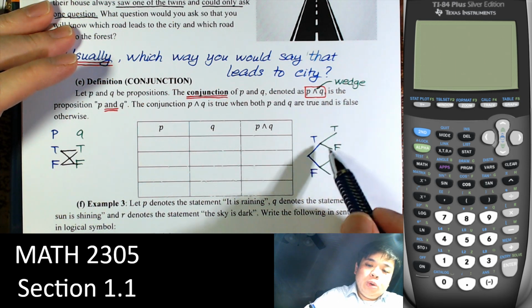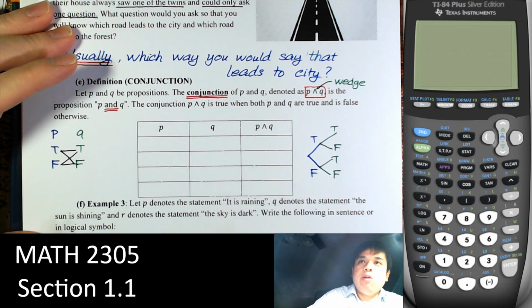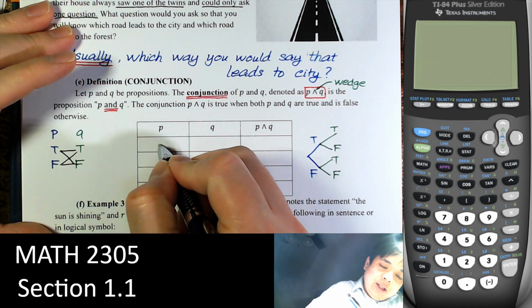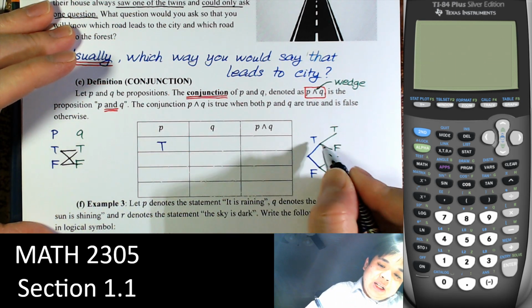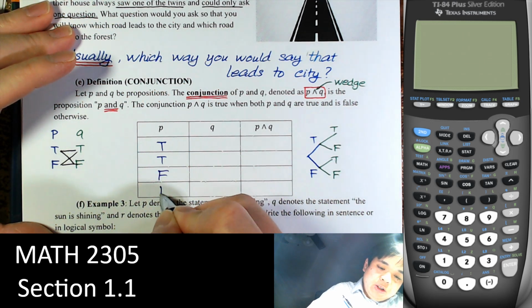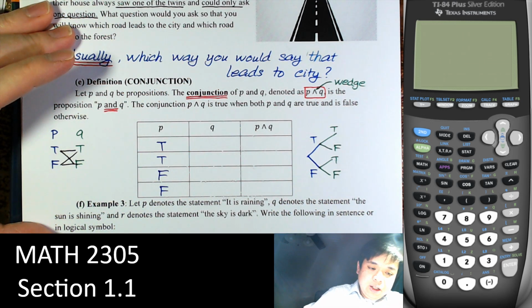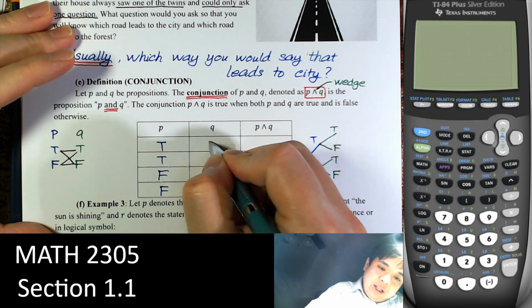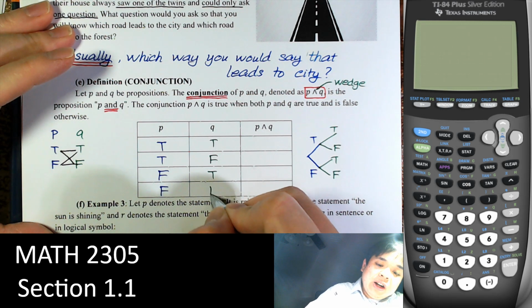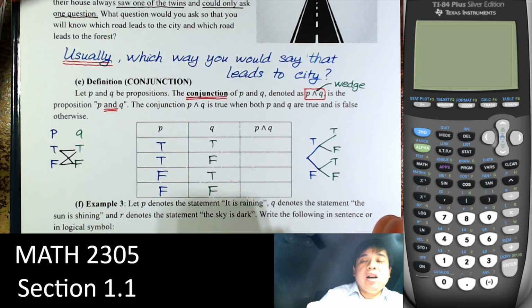So we have true, true, true, false, false, true, and false, false. Right. So let's write that out. And you see that will be true, true, and then false, false for the first one. And then the second one is true, false, true, false.